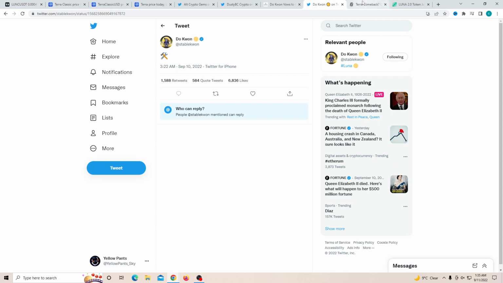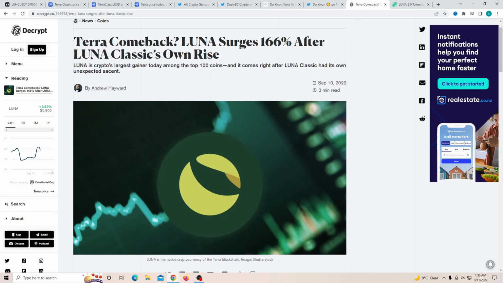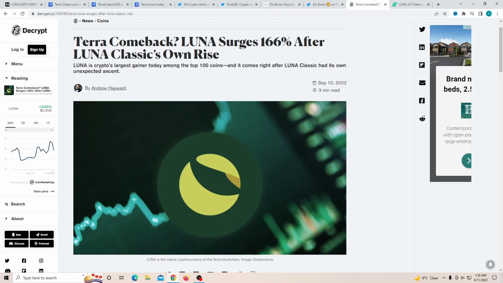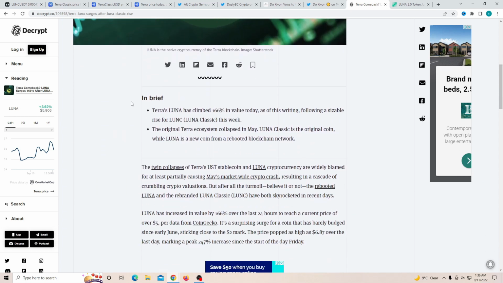Another thing is this post. Now this post is really interesting. Terra comeback. Luna surges 166% after the Luna Classic own rise. It makes it to the top 100 tokens again, and right now it is not showing any signs of slowing down since the collapse of May.